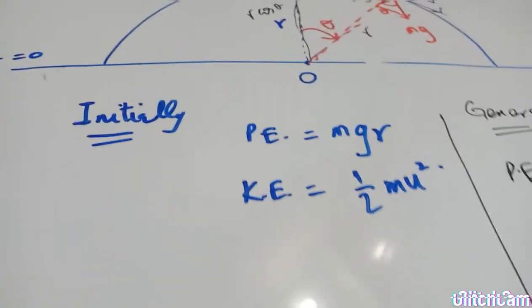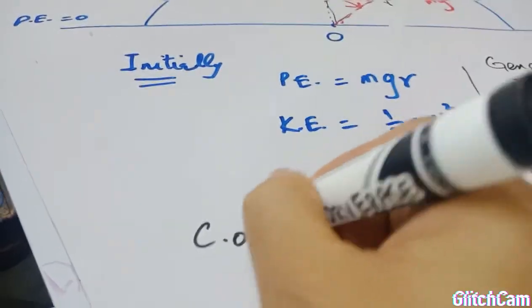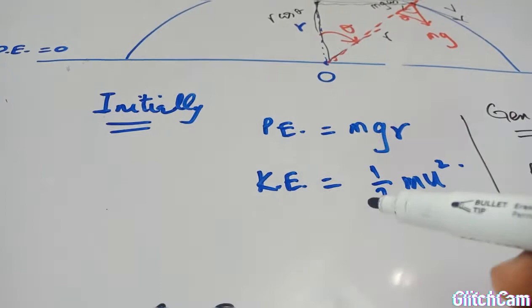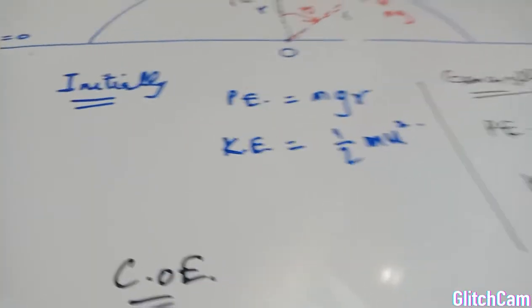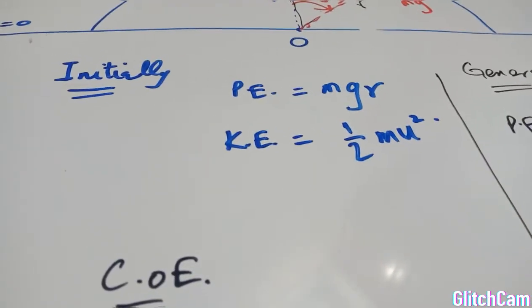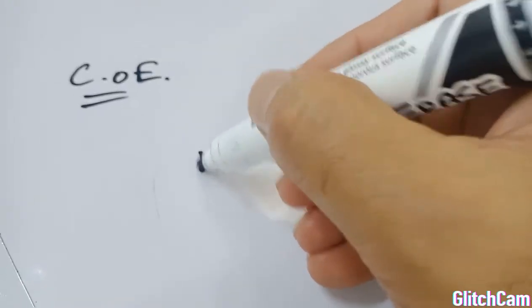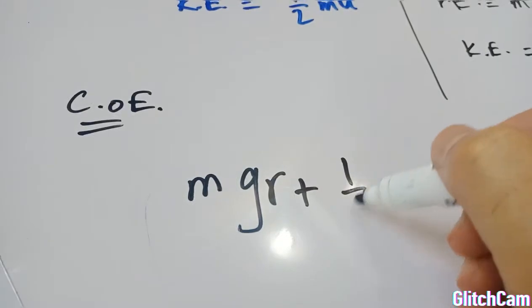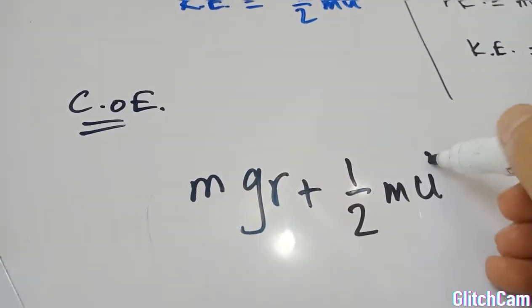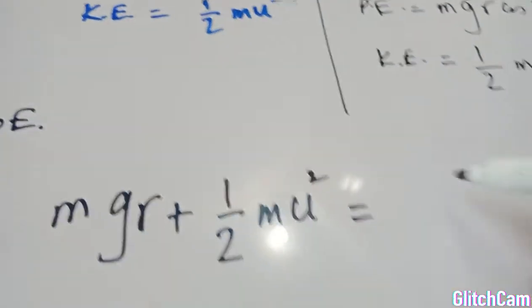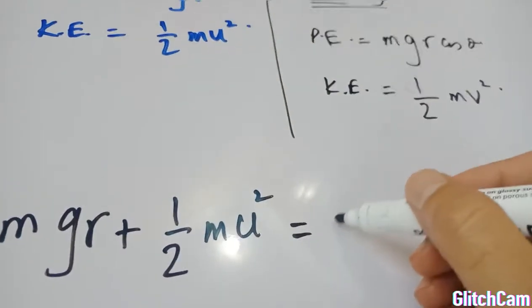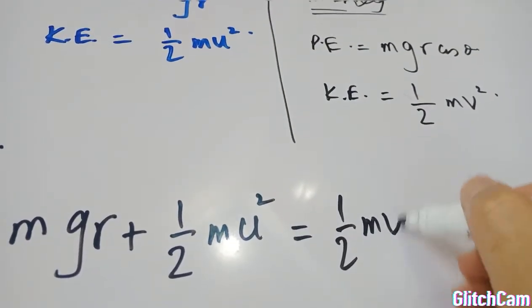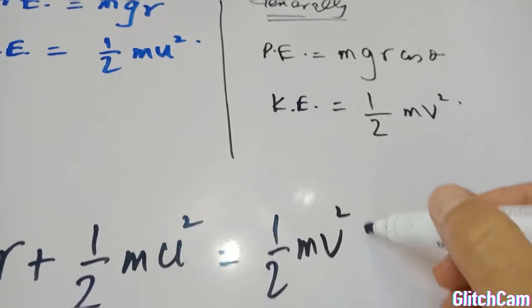Now from the conservation of energy, the sum of the energies initially is equal to the sum of the energies generally. So we have mgr plus half mu square, that is equal to half mv square, and then plus mgr cos theta.